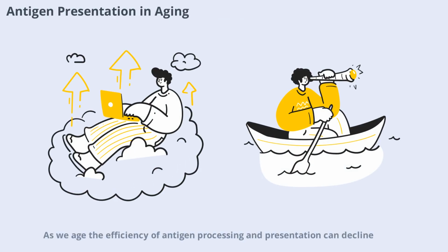As we age, the efficiency of antigen processing and presentation can decline. This contributes to weaker immune responses and increased susceptibility to infections and cancer in older adults. Understanding these age-related changes helps researchers develop strategies to boost immunity and improve health in the aging population.